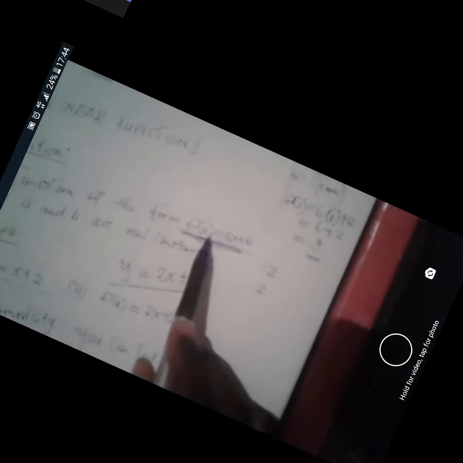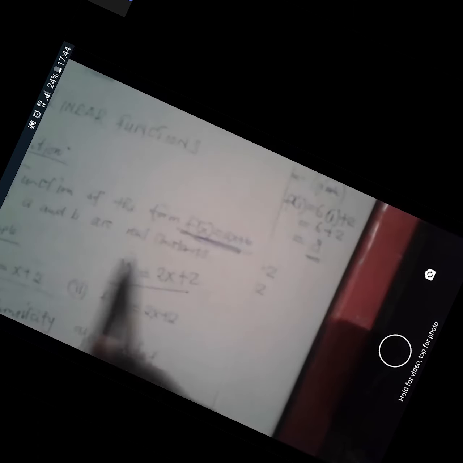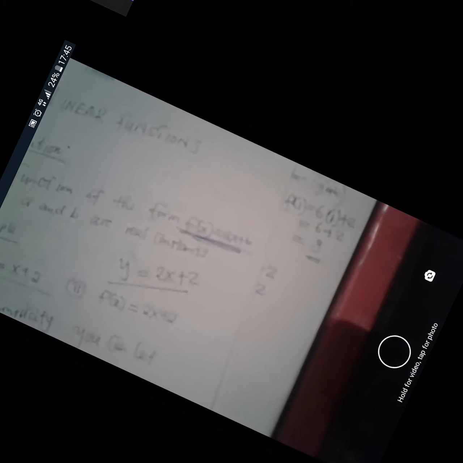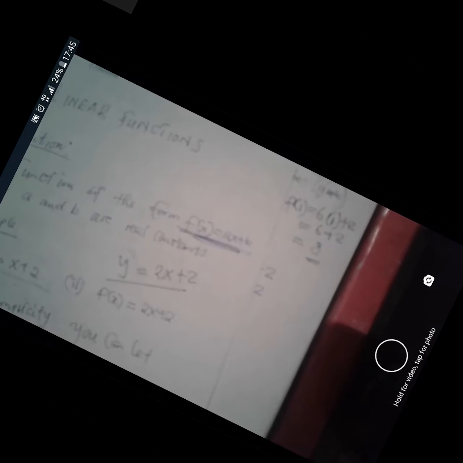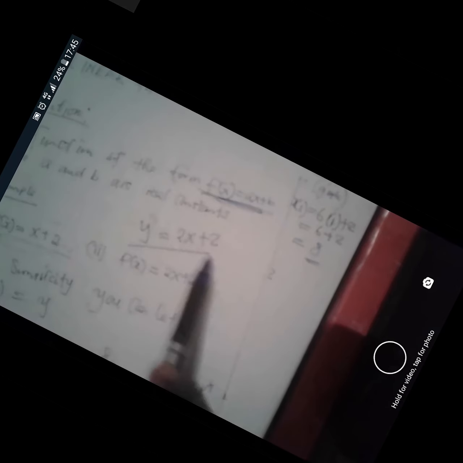Sir, I have a question. Yes. Does it mean that linear functions are always added with a 2? No, it's just a coincidence that we have two linear functions which are added by 2.